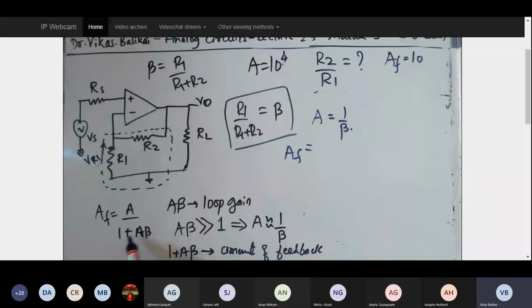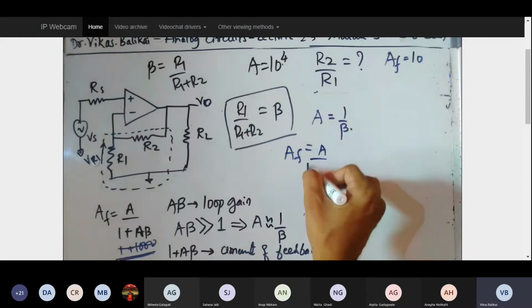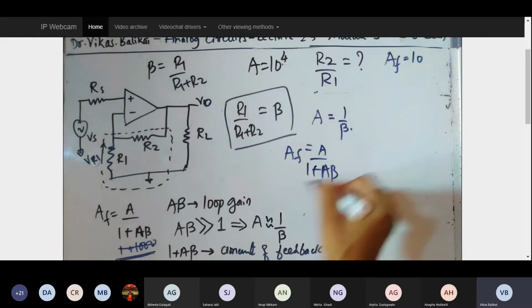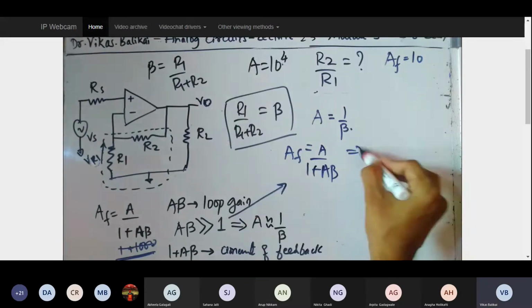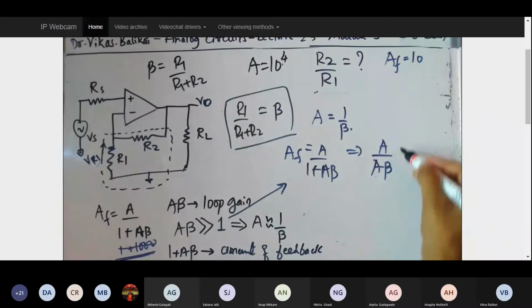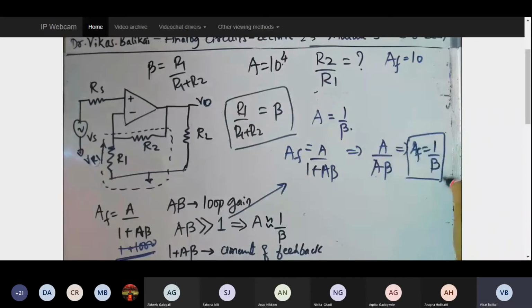And for any term, for example, if I add 1000 with 1, will it make a large difference? No. 1000 and 1001 are almost going to remain the same, isn't it? 10,000 plus 1, it is almost going to remain the same. So that's the reason I can write this AF equation. AF is equal to A divided by 1 plus A beta. Using this condition, I can write A divided by A beta, and I can still write AF is equal to 1 upon beta.